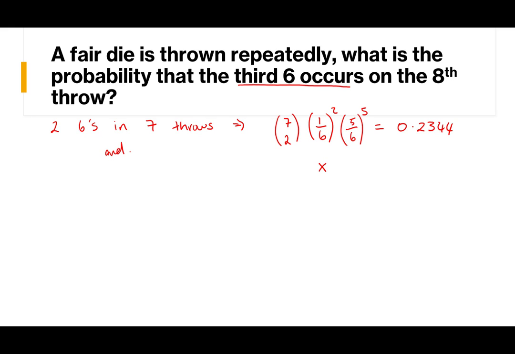And multiply that, because a 6 now occurs on the next one, so on the 8th row. So take my answer and multiply it by 1/6, because I've done 7, this is the 8th. My very next row now has to be a 6. That gives 0.039. So you'll see your probability does actually drop quite a bit there, and so it should. Your final answer is 0.039.